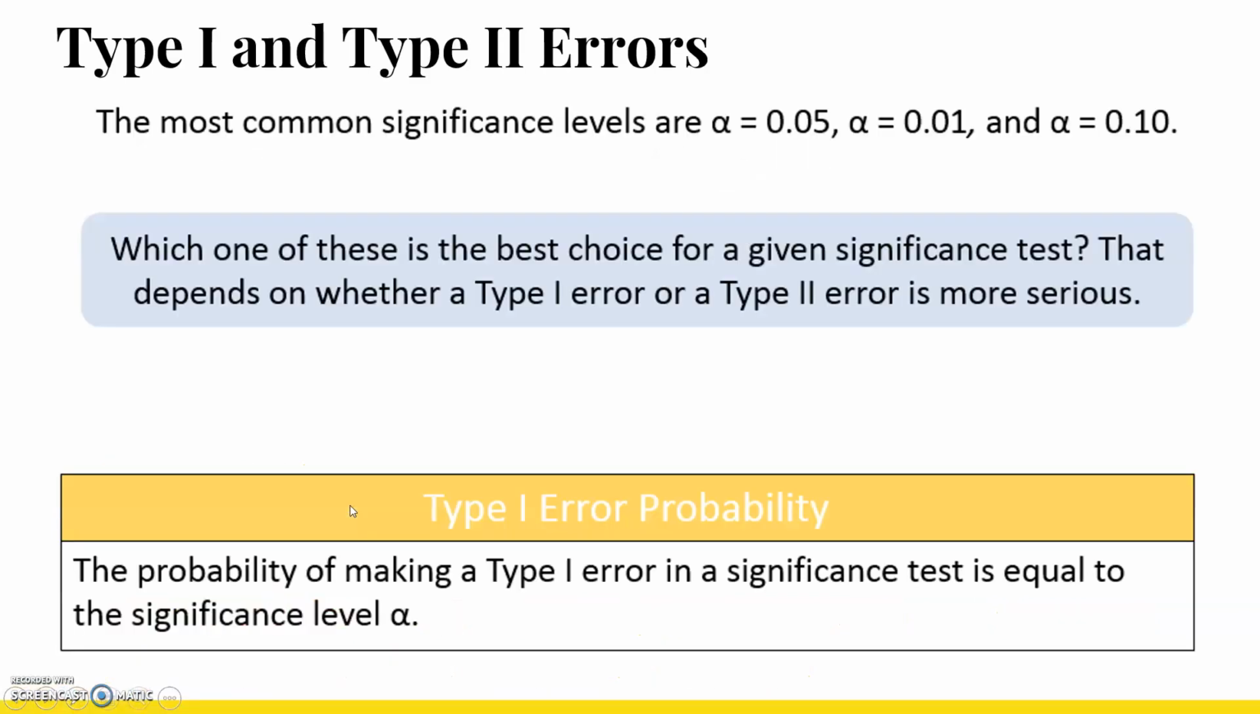All right, so first of all, we're going to talk about the probability of a type 1 error. And in this box here, it says the probability of making a type 1 error in a significance test is equal to the significance level alpha. So if you have an alpha of 0.05, let's say, that is going to correspond with your type 1 error probability. So the probability that you reject the null hypothesis when the null is actually true is 0.05.